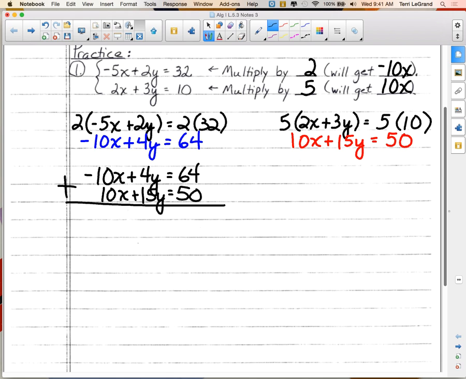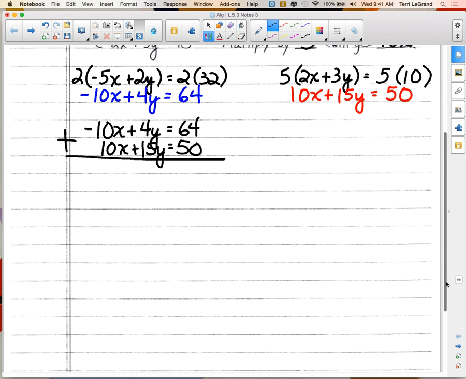And after you've set up this addition problem, you need to really look and make sure that you have those opposite x's or those opposite y's before you just cross them out and say, well, I had some 10s anyway. So we have a negative 10 and a positive 10. Those do cancel each other out. We can go to solving it from here.